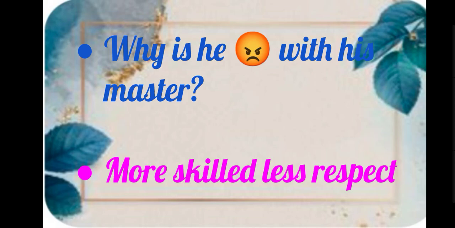Why is he angry with his master? George has a master because slaves are not free. And George is angry with his master because he felt that he had more knowledge and skill than his master, and yet he was treated badly and without respect. Got it?